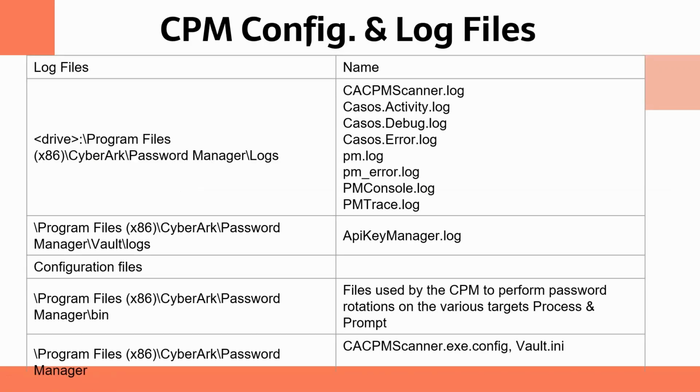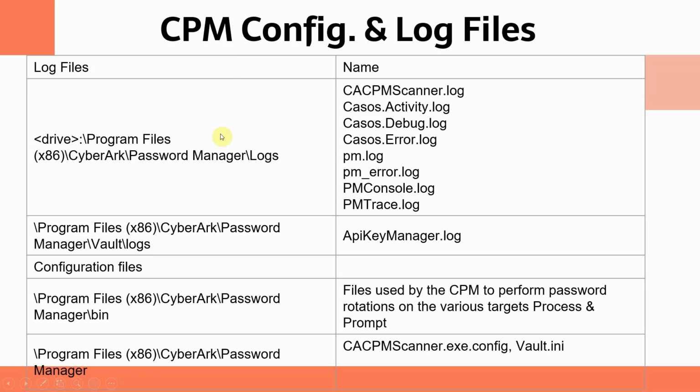Okay, these are the log files, and I get lots of comments and mails about them. Let's suppose we are getting some issues related to CPM, if CPM is not able to change the password, how can we troubleshoot and which log file can we refer to? So there are different log files available for your CPM to troubleshoot.